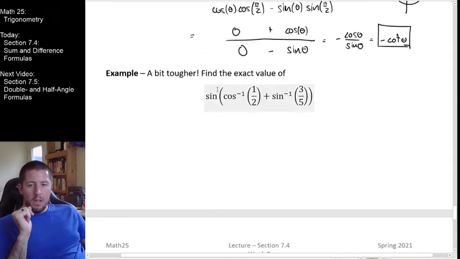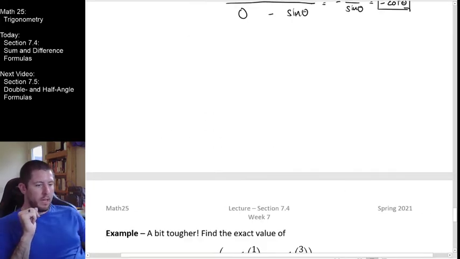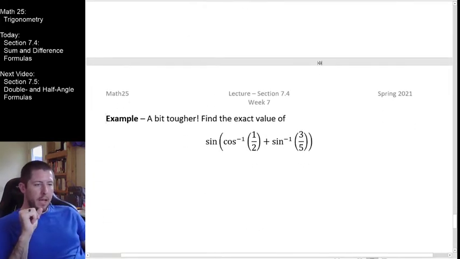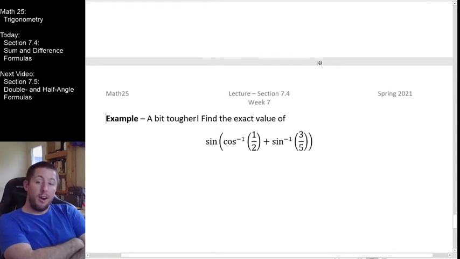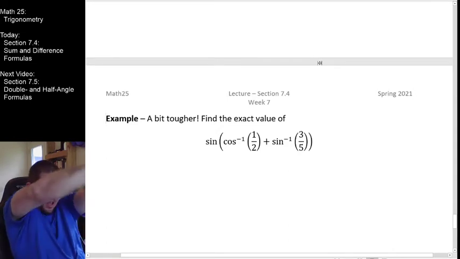Cool. So, last example of the day right here. One that's a little bit tougher, and we want to be careful with this guy. We're going to bring back in our inverse functions right here, right?